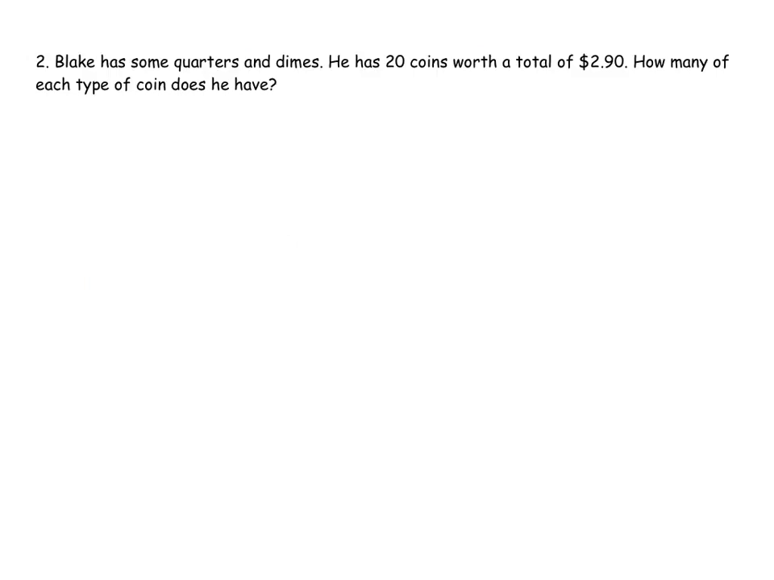Blake has some quarters and dimes. He has 20 coins worth a total of $2.90. How many of each type of coin does he have? Well, we got two types of coins that we want to figure out. We got x and y. We'll just say that x is dimes and y is quarters.